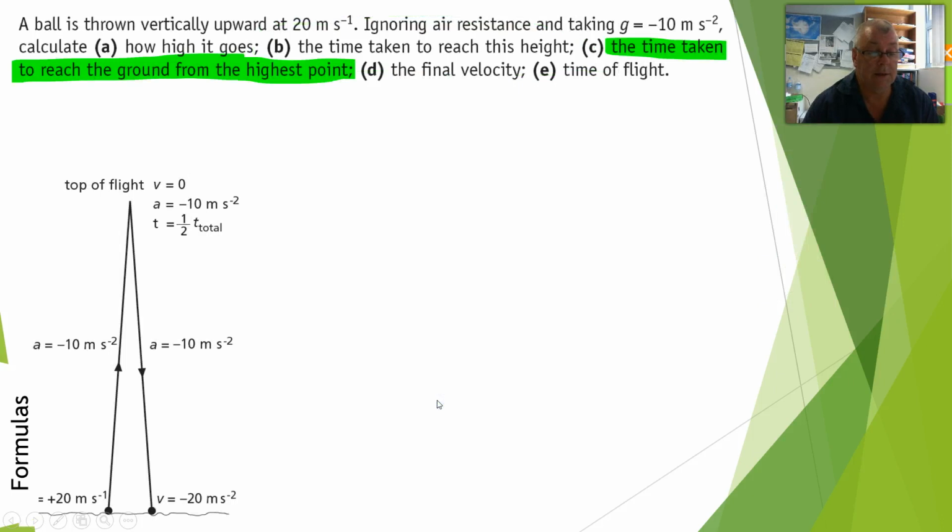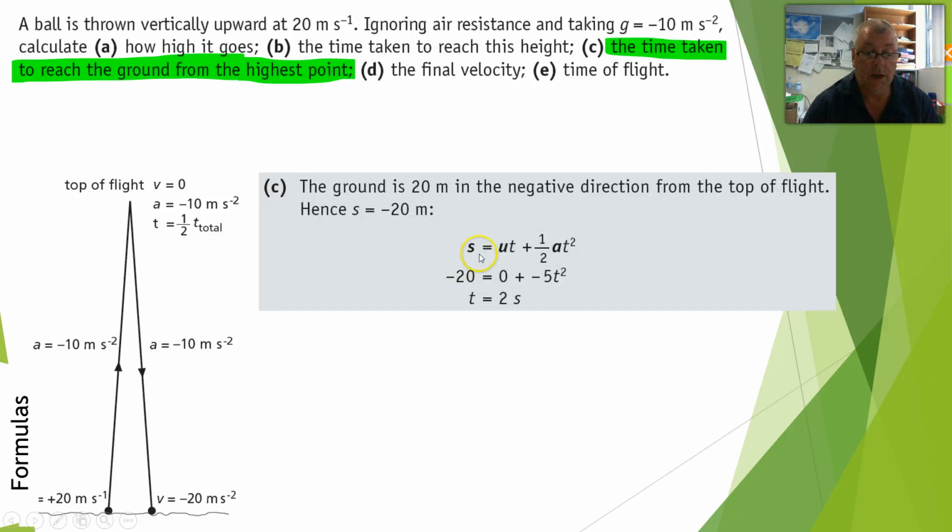Next is the time taken to reach the ground from the highest point. That should be exactly the same amount of time as it took to go up. In this case they've swapped things around, so they're working it out as if the ball was dropped from here to here. So s is minus 20, the acceleration is still minus 10, which gives minus 5, and you get 2 seconds, exactly the same.